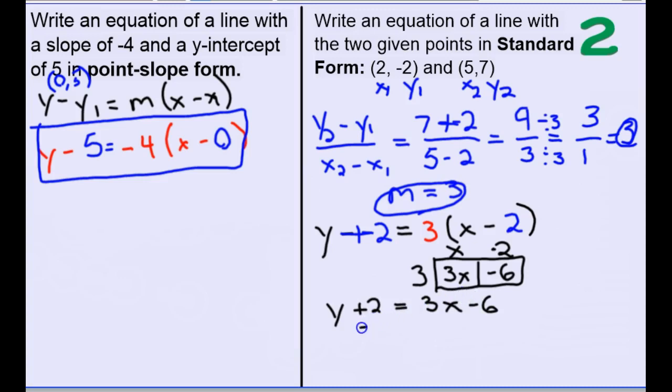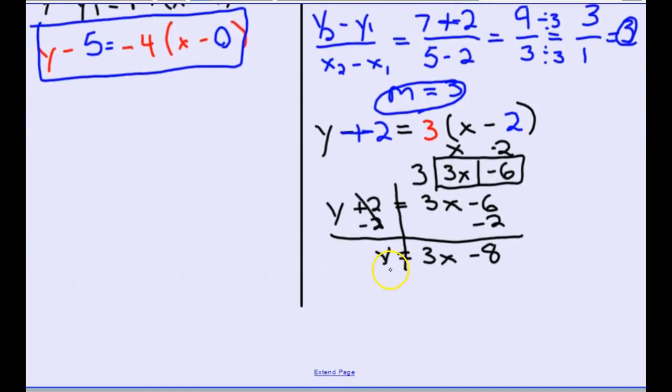So to get y by itself, we need to subtract 2. So those cancel. What we're left with then is y equals 3x minus 8. This is our slope-intercept form equation.